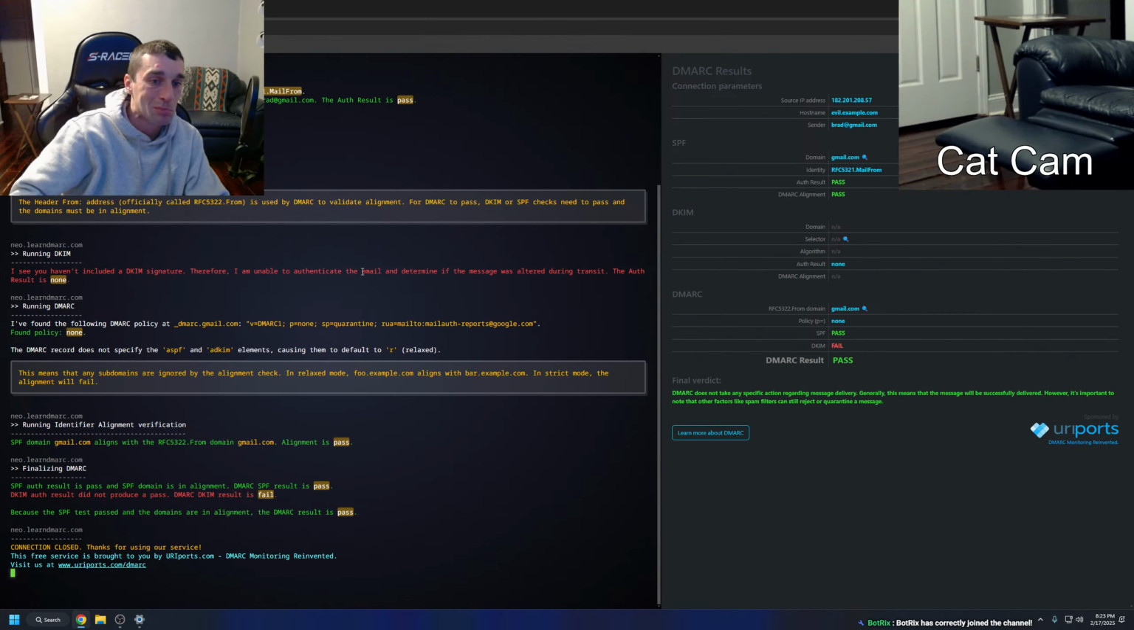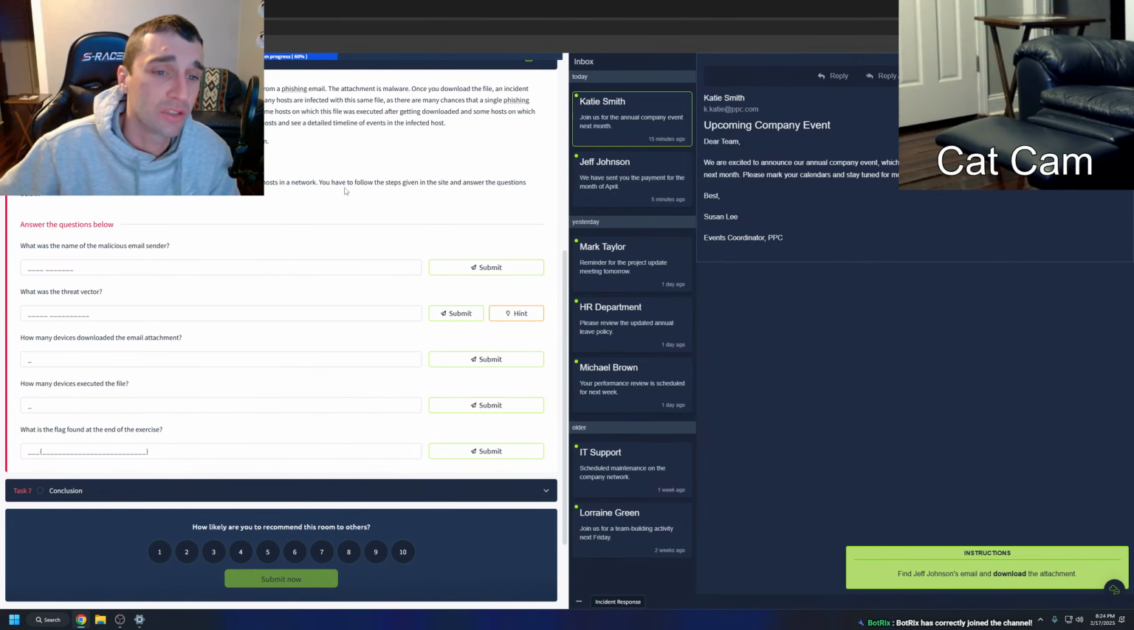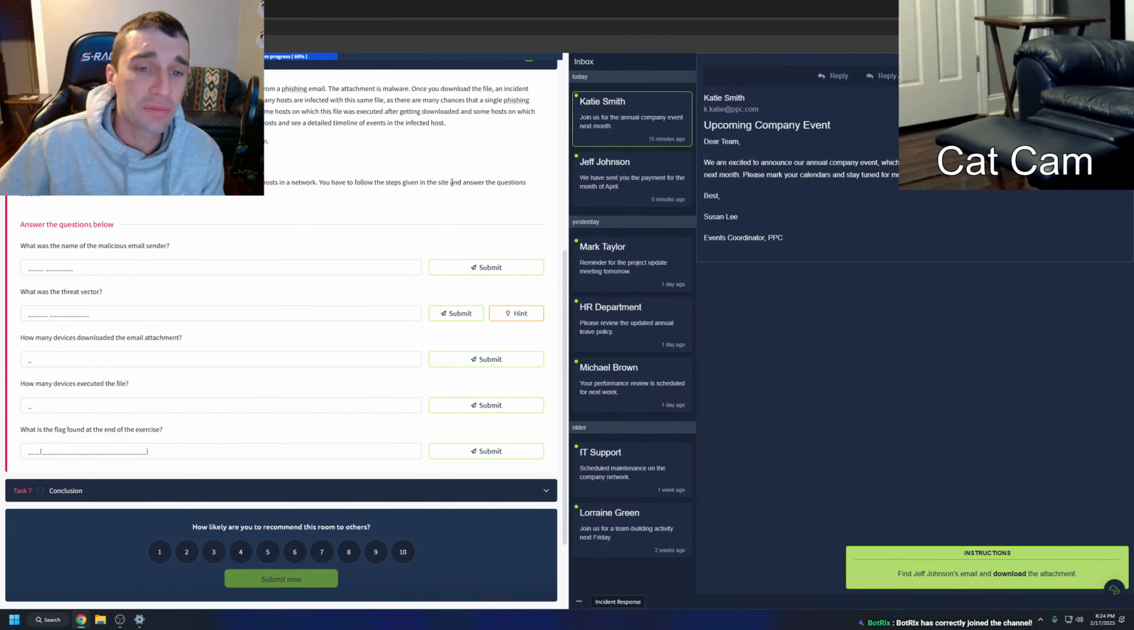You will see some hosts on which this file was executed after being downloaded, and some hosts on which the file was only downloaded. You will perform the necessary actions on all of these hosts to see a detailed timeline of events with the infected host. You perform a complete incident response after a phishing email hits multiple hosts in the network. You have to follow the steps given on the site and answer the questions below.